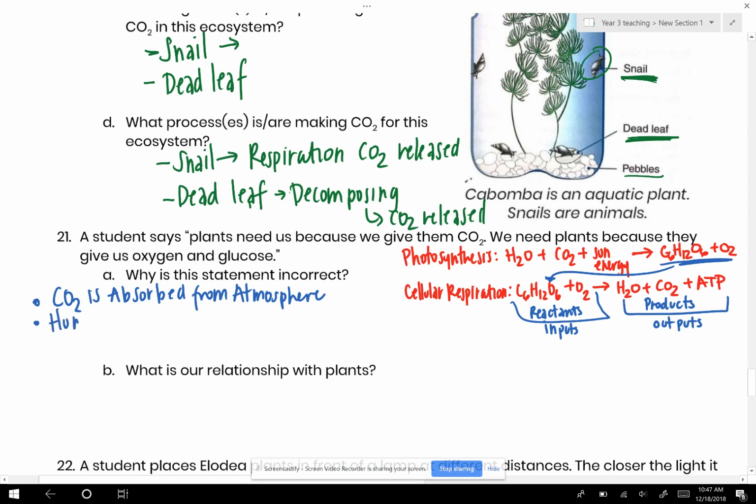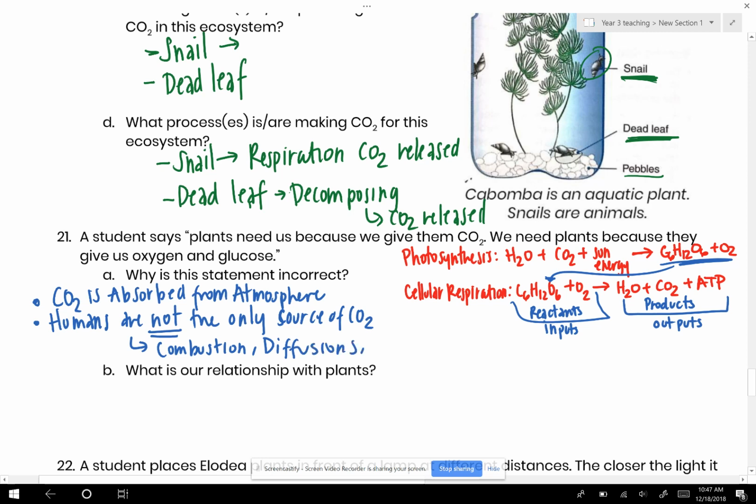So humans are not the only source of CO2. If you look back into your carbon cycle notes, you will see that there's combustion, there is diffusion, there are all of these different processes besides respiration that put carbon into the atmosphere. So those are a couple of things to look at.